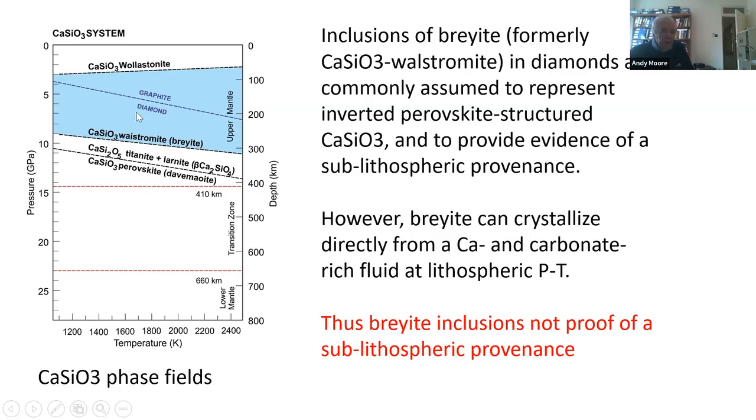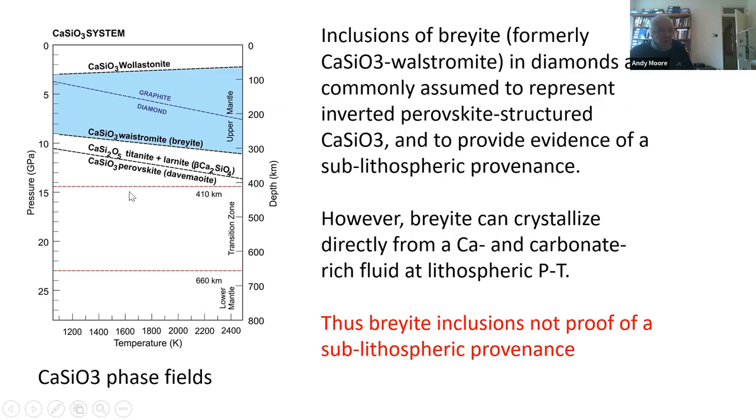The blue area shows the stability field. It's named breyite in honor of Gerhard Brey, the kimberlite experimental petrologist. And a number of occurrences of breyite inclusions have been found. And when they've been present, it's been assumed that they have inverted from the high pressure form.